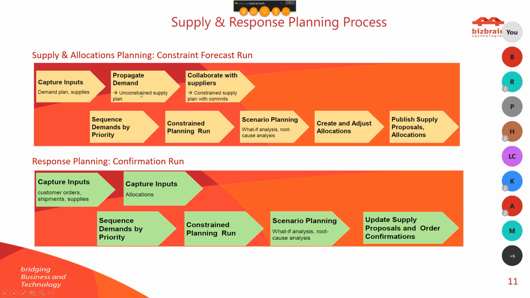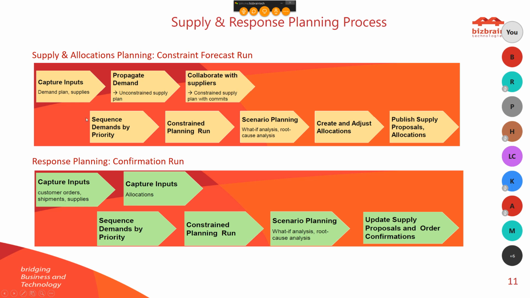It propagates that demand and collaborates with the supplier. It can also take your supplier commits from Ariba, which becomes another level of constrained supply. And then it sequences the demand by priority.